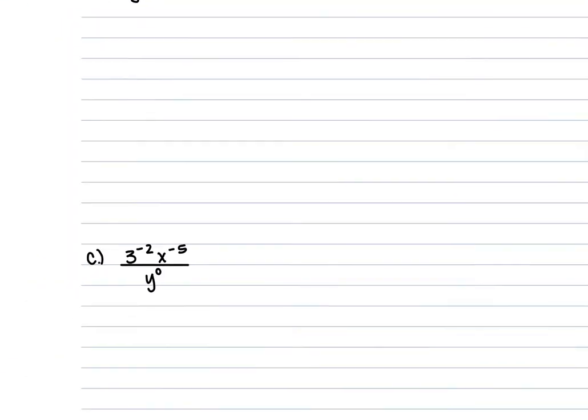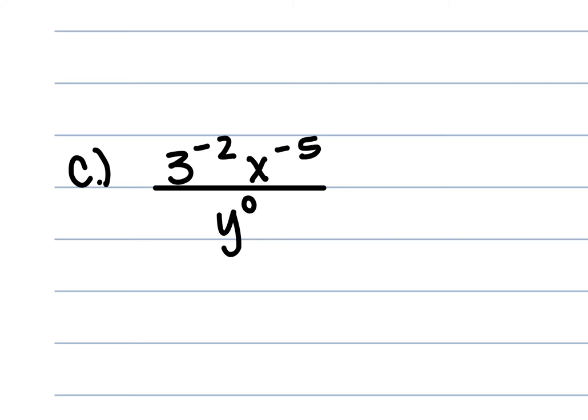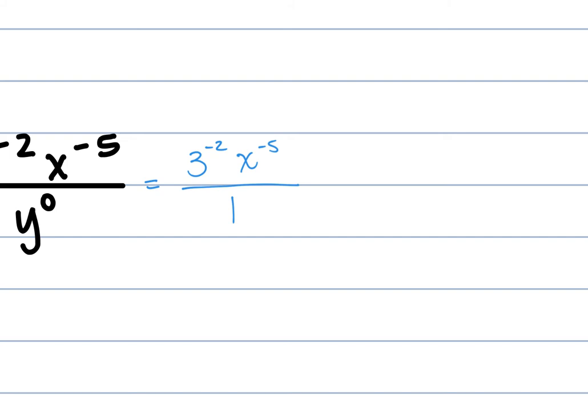So we're going to take a look at C. We've got 3 to the negative 2, x to the negative 5, all over y to the 0. What do you guys think I need to do? Aurora? I would just make y 1. I mean, the bottom 1. Good, okay? So notice y to the 0 is just going to be 1. Excellent. But now we cannot have negative exponents, so how do I get rid of those?